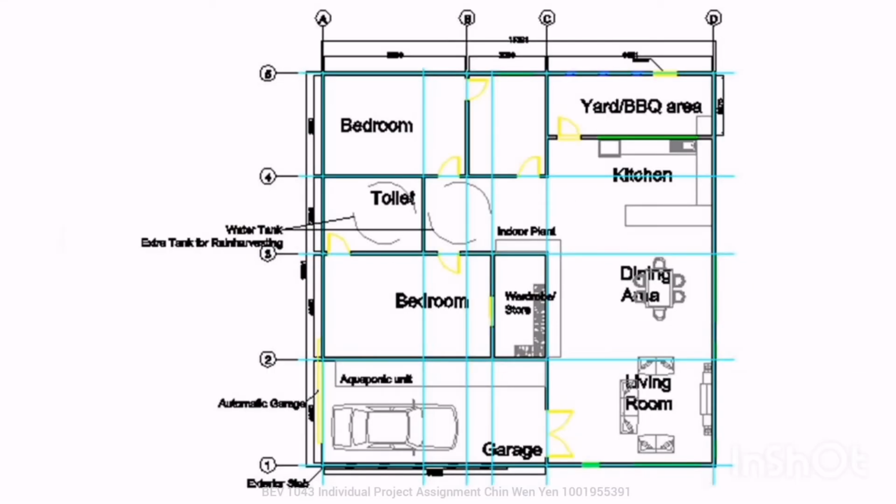Looking at the interior design, the house will have a living room, two bedrooms, one master bedroom with own toilet and one bedroom with shared toilet, one open concept kitchen, dining area, semi-open yard for barbecue and one garage.